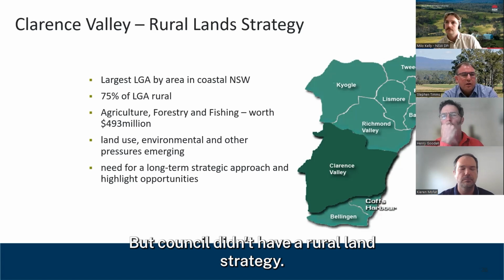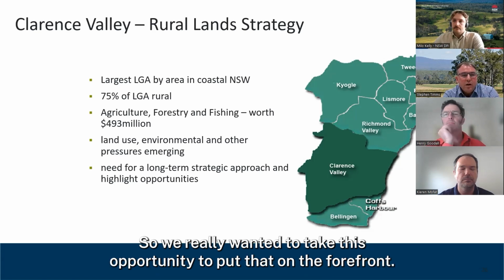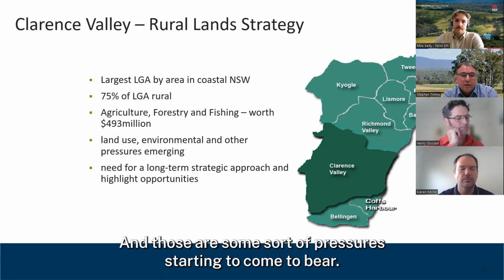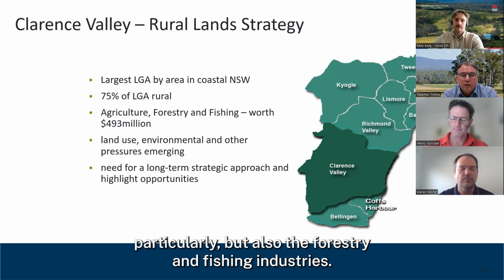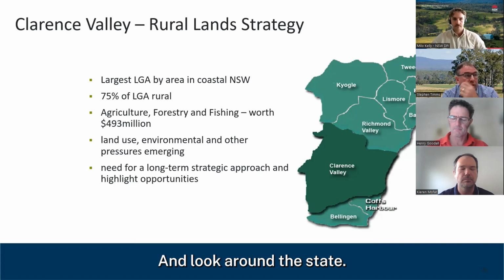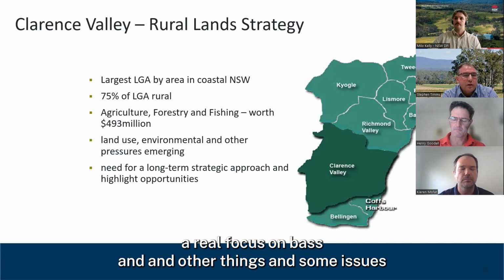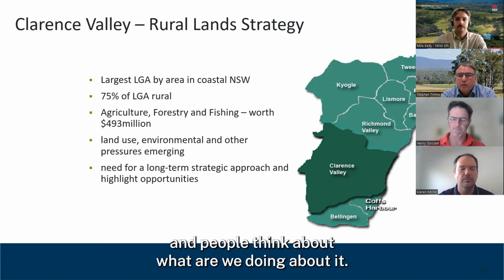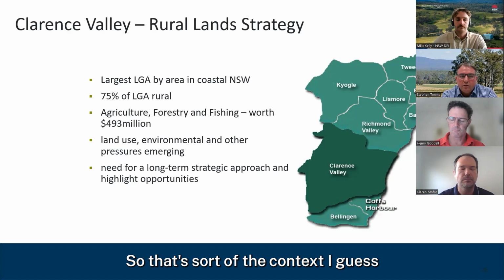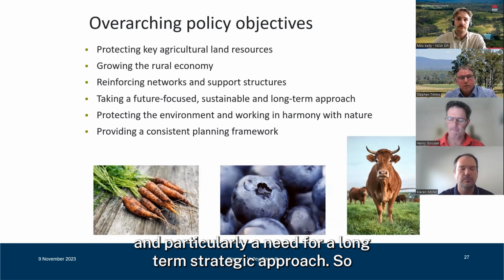But council didn't have a rural land strategy. We've never had something very specific about the ag sector, about managing rural land. So we really wanted to take this opportunity to put that at the forefront. There were some pressures starting to come to bear, a few people agitating for more focus on agriculture particularly, but also the forestry and fishing industries. And look around the state at job opportunities precincts, or even next door in Casino, and the real focus on beef, and some issues cropping up in the valley here, particularly around Grafton and other areas. And people are thinking, well, what are we doing about it? So that's the context, I guess, for why we were doing this rural land strategy and why it was needed, particularly the need for a long-term strategic approach.